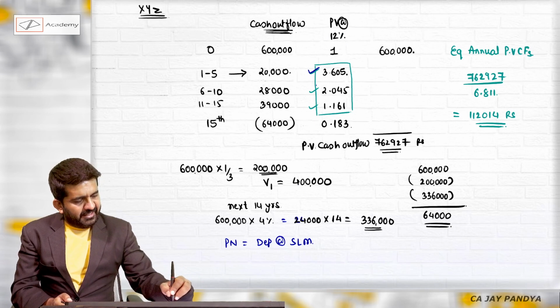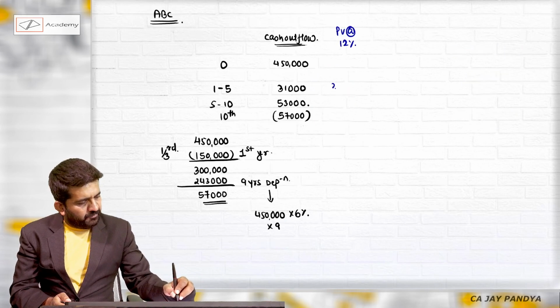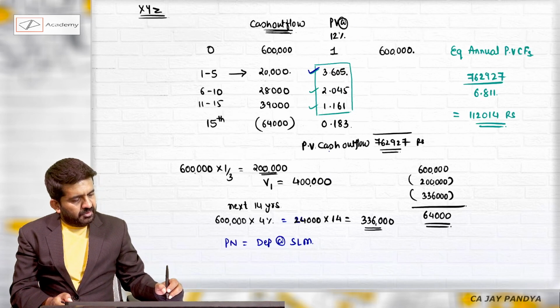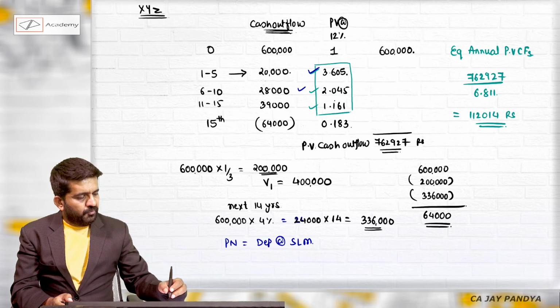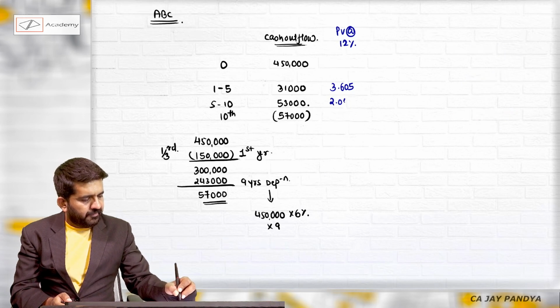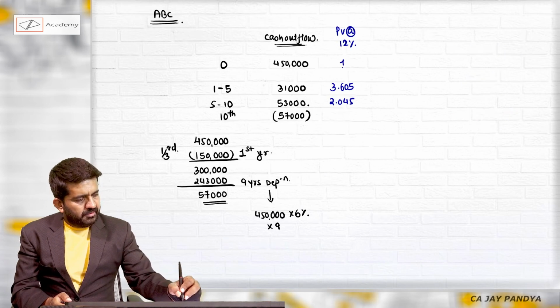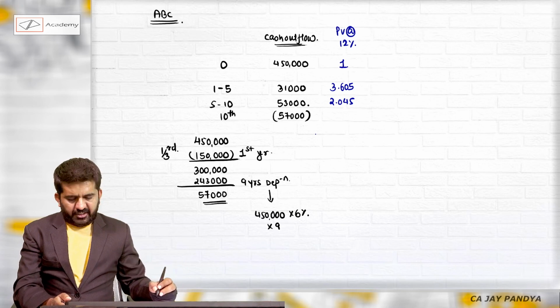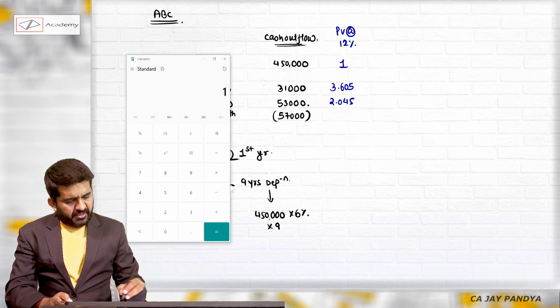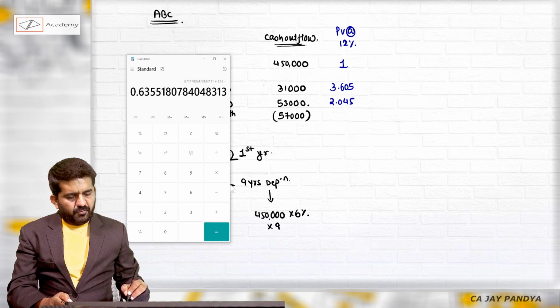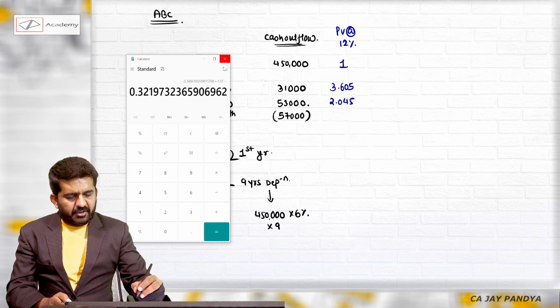I can directly take this 3.605 for 1 to 5 years. I can also take this for 6 to 10 years, 2.045. This last one I cannot take the same, I'll have to find it out: 1 divided by 1.12 to the power 10, which is 0.322.